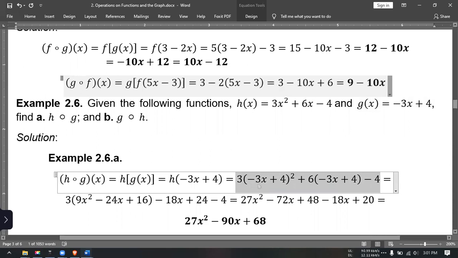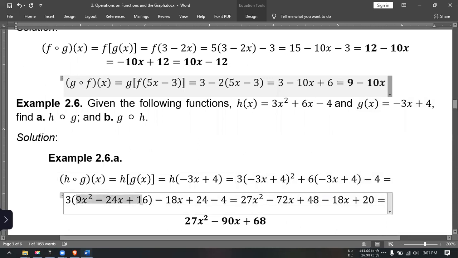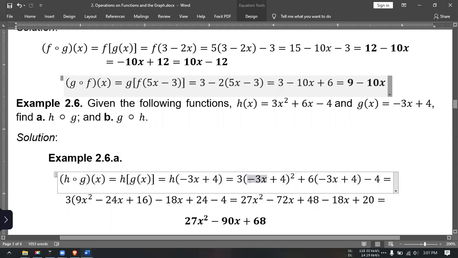So doing that will lead us to this expression: negative 3x plus 4 times negative 3x plus 4. Or you can just use the FOIL method. Or, as a shortcut, squaring a binomial is equivalent to the square of the first term. The square of the first term is 9x squared. And the square of the last term, 4, is 16.